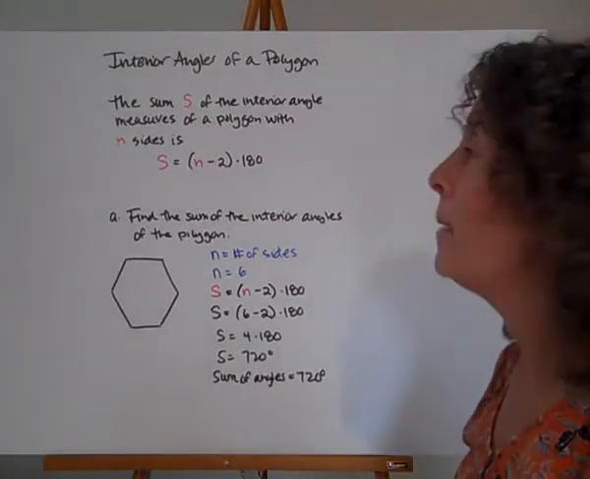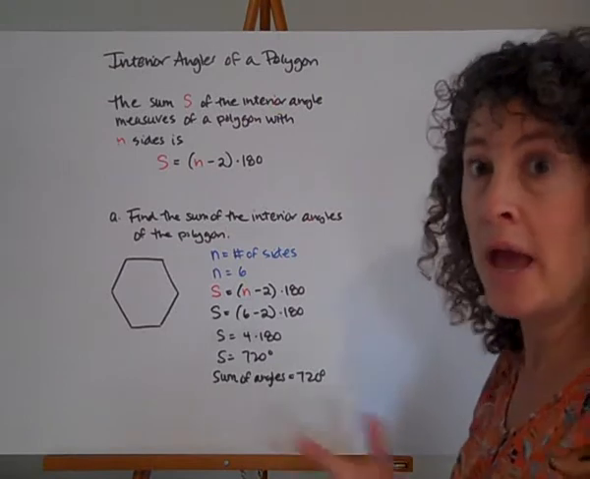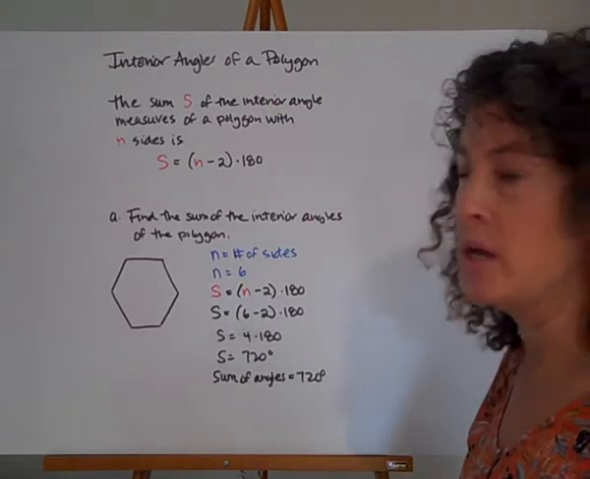Interior angles of a polygon. So we're going to move away from triangles for the moment, and we're going to start talking about any shape. It doesn't have to be a triangle, it could be any shape.